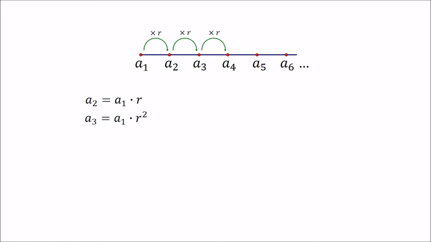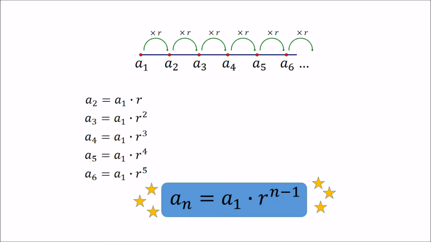If we multiply by r again, this time a sub 4 would be a sub 1 times r to the third power, and so on. A sub 5 would be a sub 1 times r to the fourth, a sub 6 would be a sub 1 times r to the fifth, and generally speaking, a sub n would equal a sub 1 times r to the n minus first power.